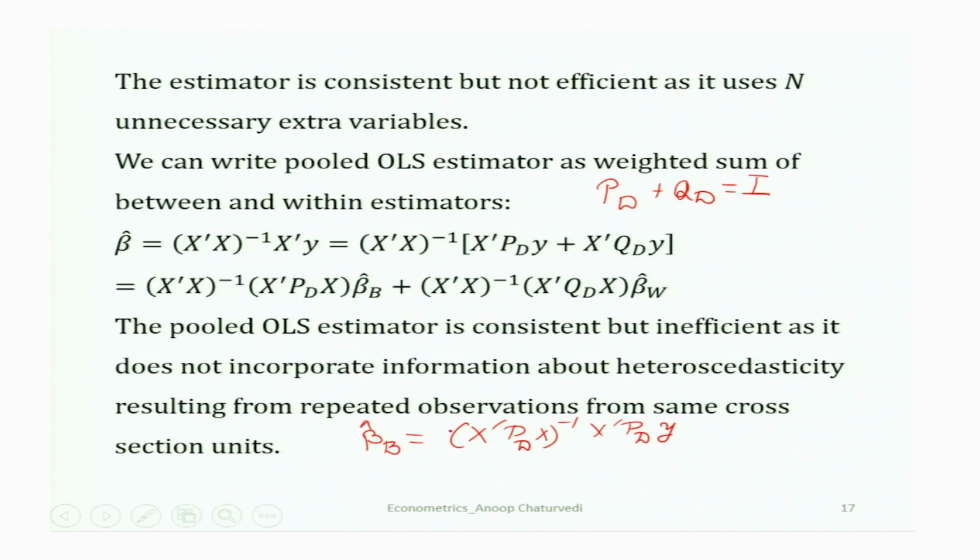So, you can write X'P_D y as X'P_D X into beta hat B. Similarly, here we get (X'X)^-1, and then you can write X'Q_D y as X'Q_D X beta hat W. So the OLS estimator is a weighted sum of this between estimator and this within estimator.